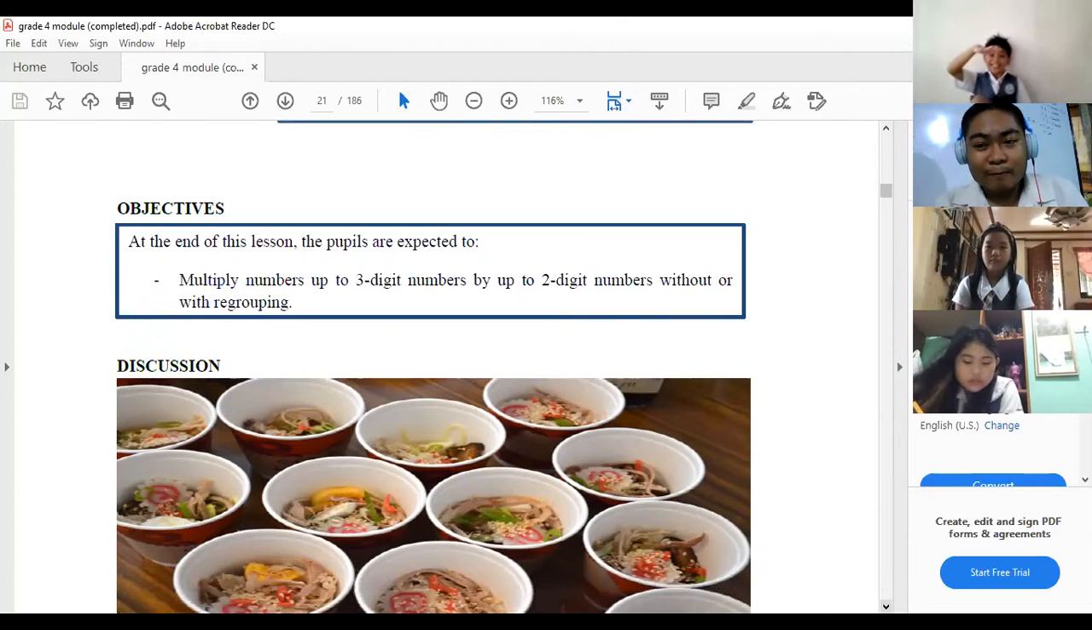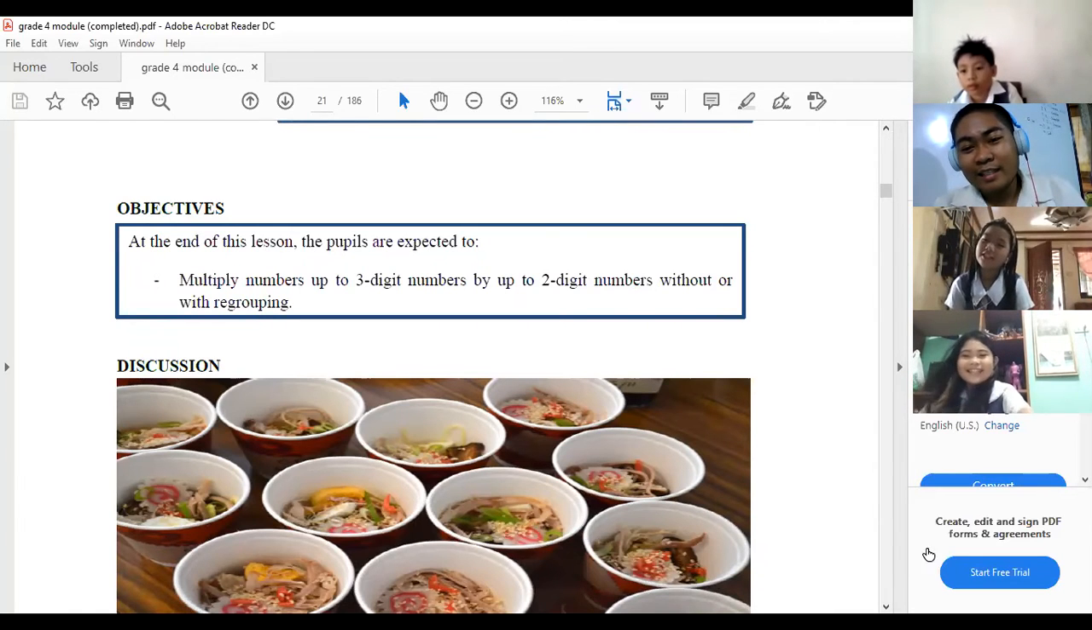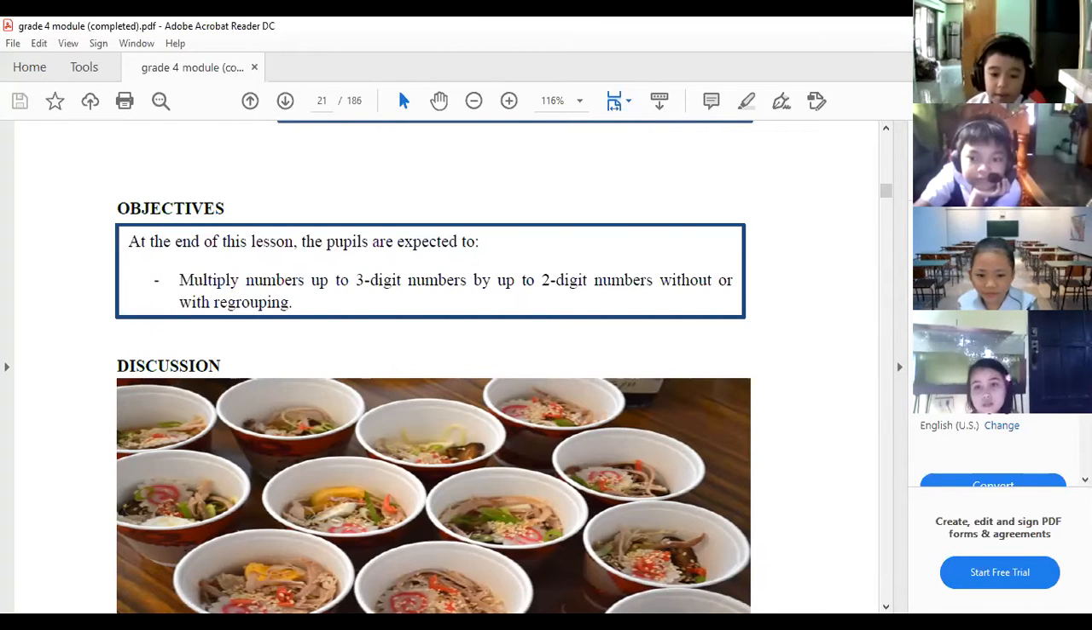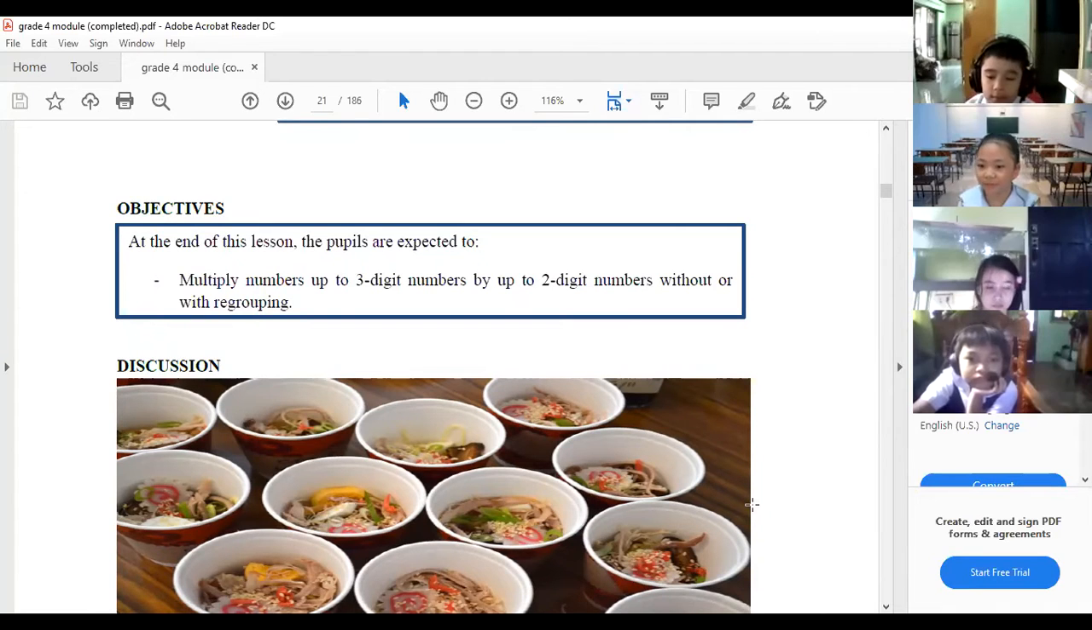So how about 2? Any number that is multiplied by 2 would be doubled, okay? 2, 4, 6, 8, 10, 12, 14, 16, 18, 20. How about skip counting in 3? 3, 6, 9, 12, 15, 18, 21, 24, 28. Okay, that's enough. How about in 4?